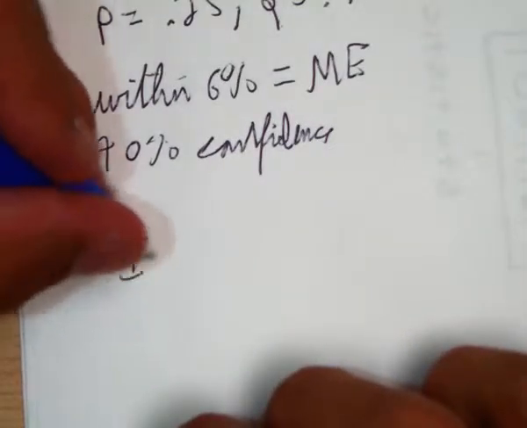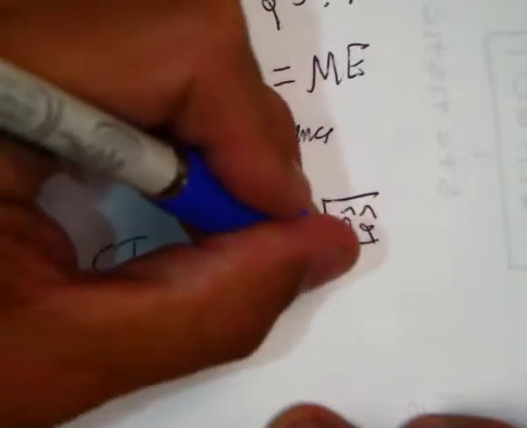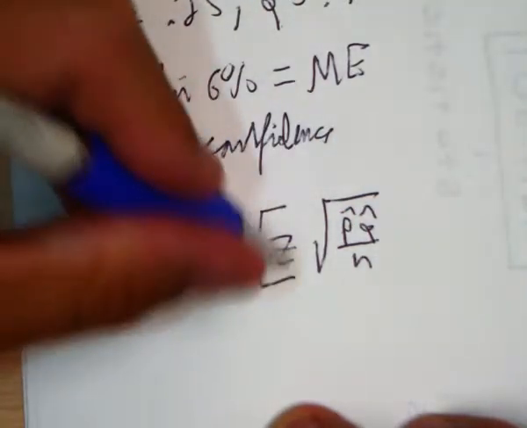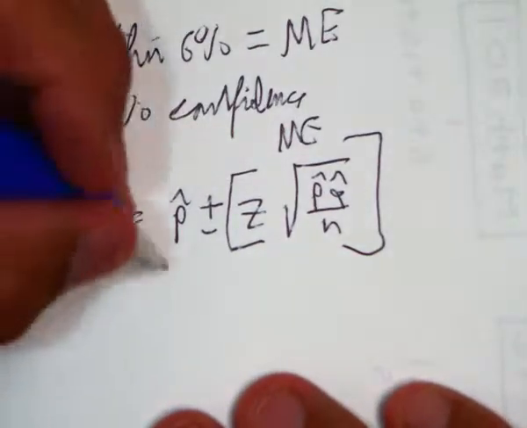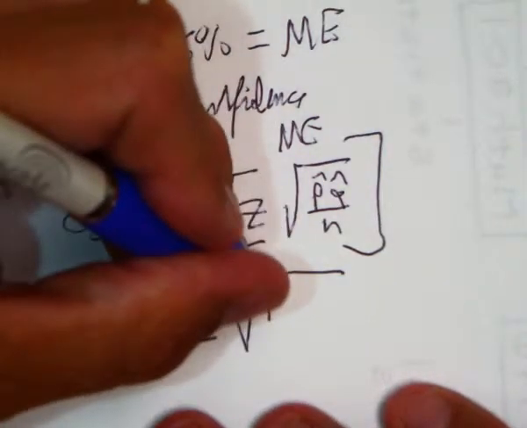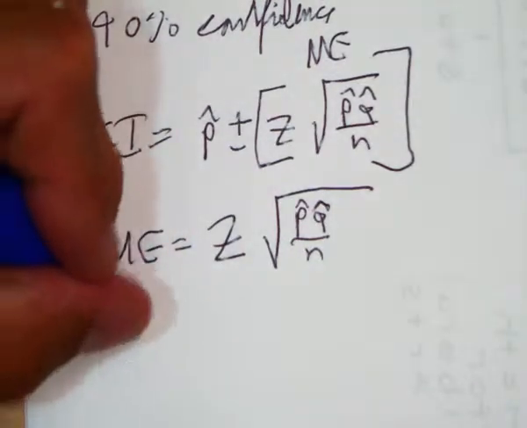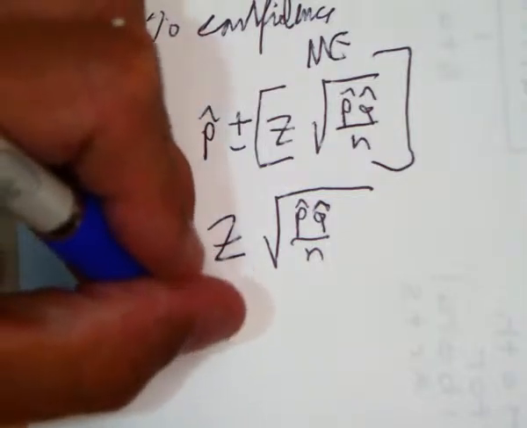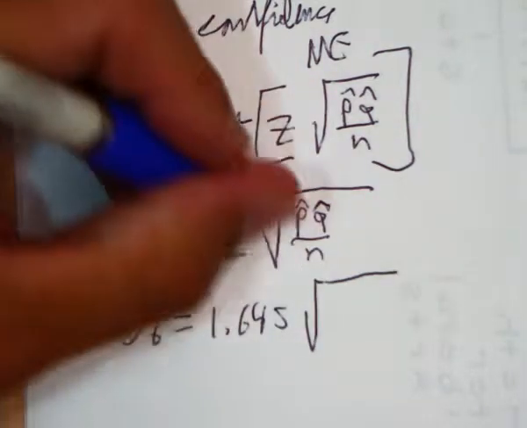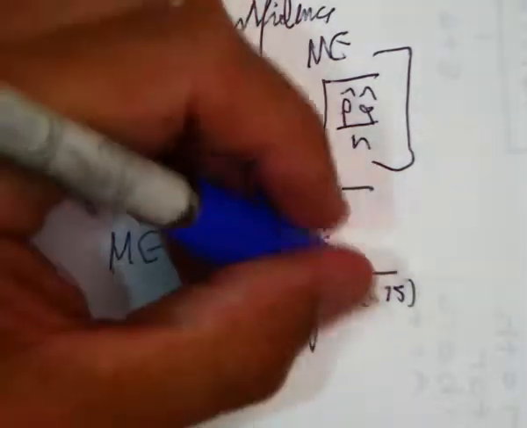So when we take apart our confidence interval, this piece right here is our margin of error. So margin of error equals z times the square root of p hat q hat over n, right? In this case, margin of error is 6%. We're dealing with a 90% confidence interval, and we know that p hat is going to be about 25%, because that's what p is, but we don't know what n is.